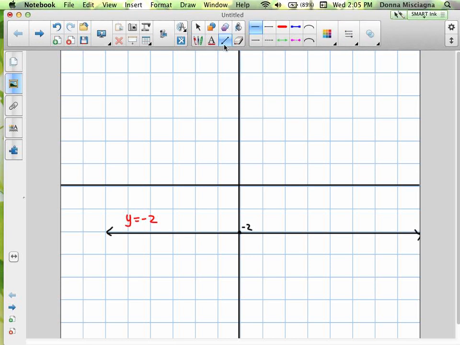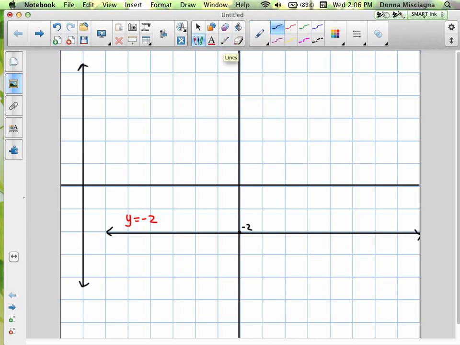So let's graph a vertical line. I'm going to graph it right here. Oh, perfect. Exactly where I wanted it to be. And I'm going to put arrows on it because it's going to keep on going. Right? And so that's going through 1, 2, 3, 4, 5, 6, 7, -7. So this is the line y equals -7. There's that equation.